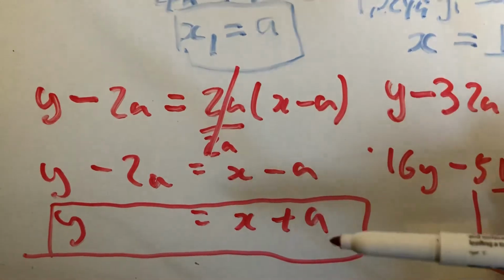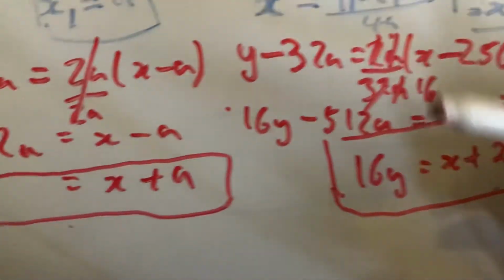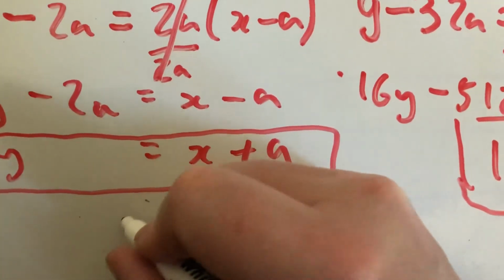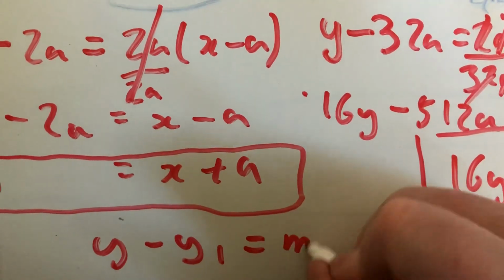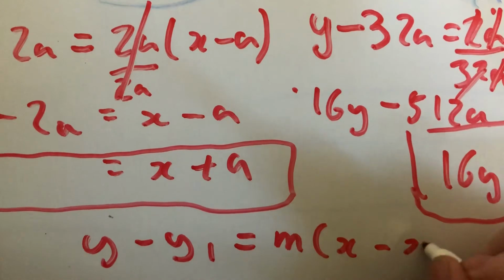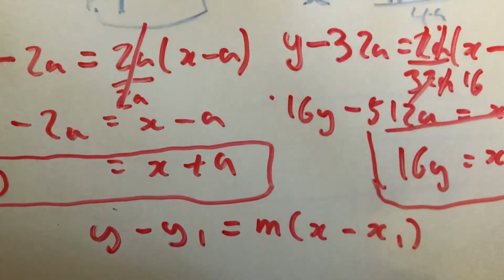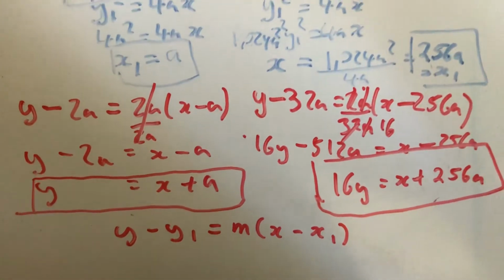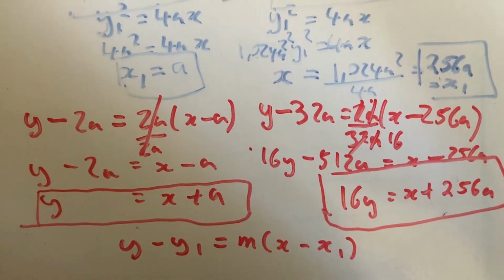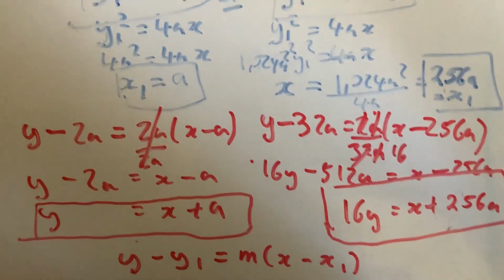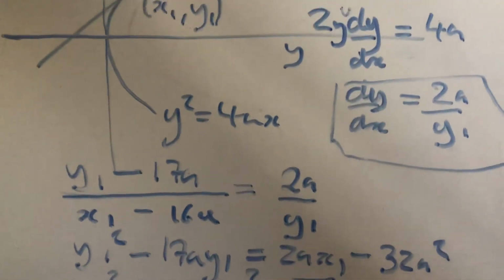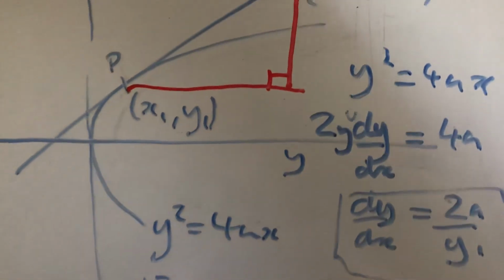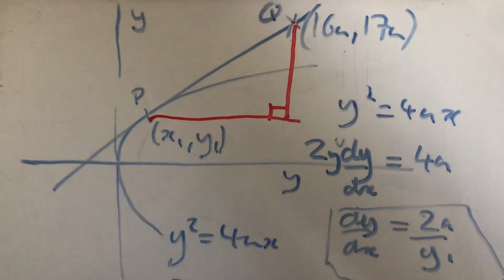And then work out the equation of the line, using, of course, y minus y1 is equal to m times x minus x1. That Hardy equation. There you go. There are the two solutions for the tangents on the parabola that go through the points 16a and 17a. How cool is that?